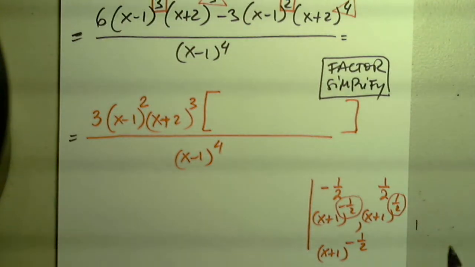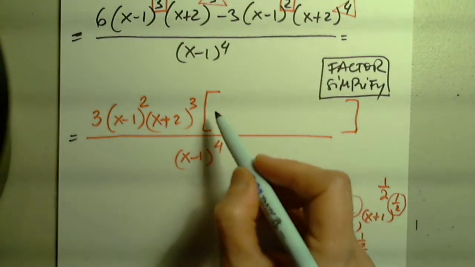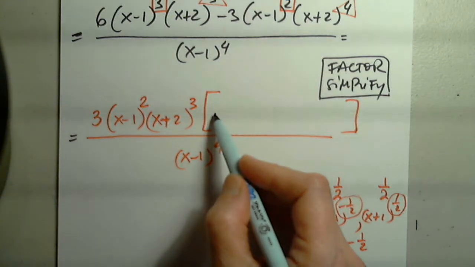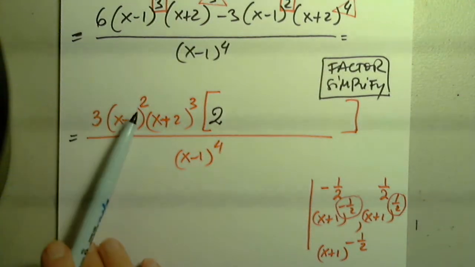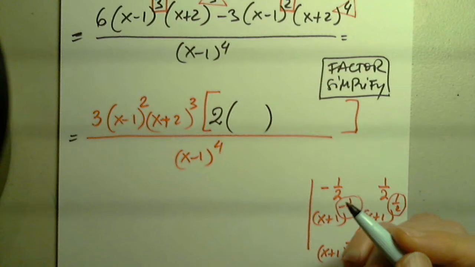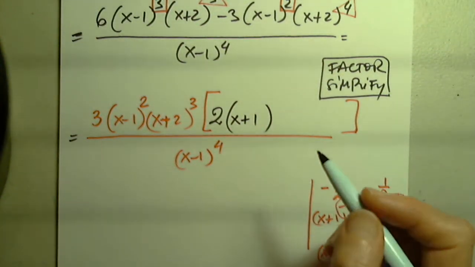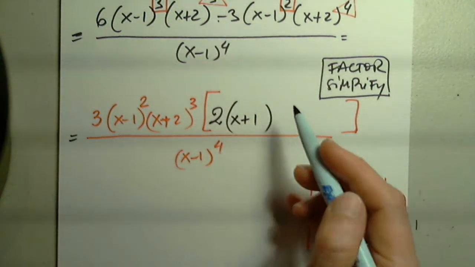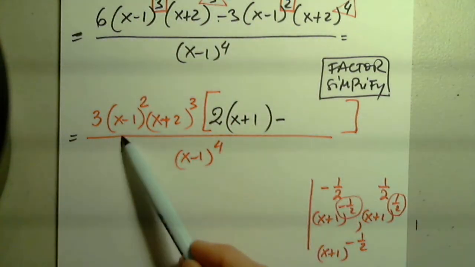Perfect. Okay. So now let's see what is left. From 6, I took a 3 out. What is left? 2. Good. So from power 3, I subtracted power 2. What is left? 1. Very good. From power 3, I took everything out. So I reached the negative sign. 3 is completely out. X minus 1 squared is out.